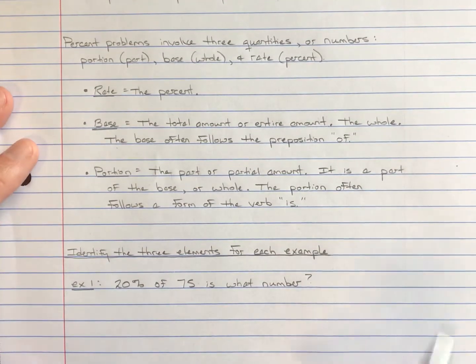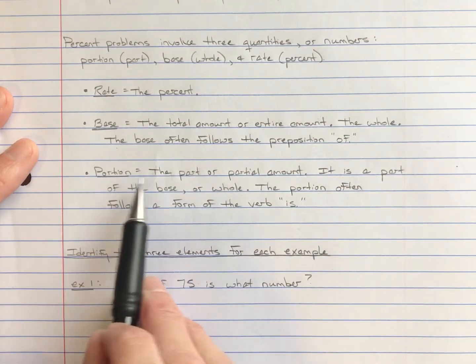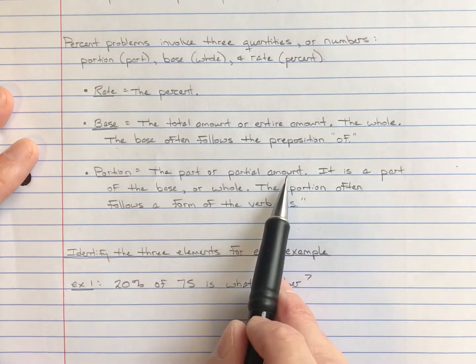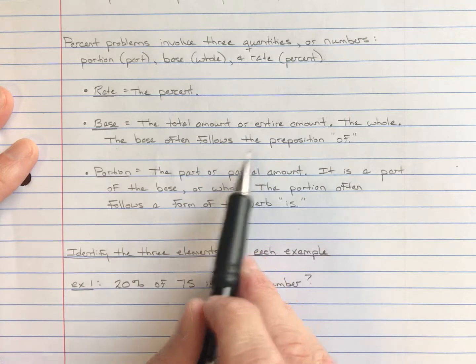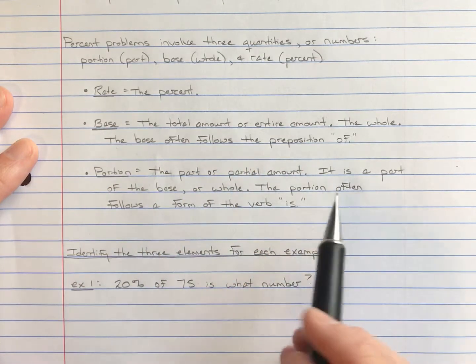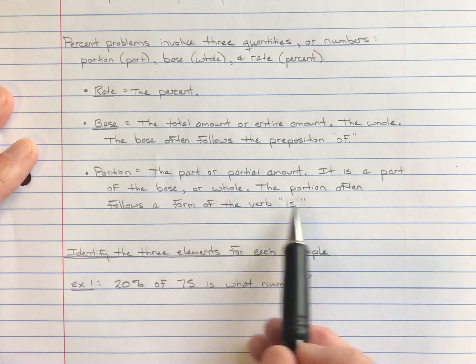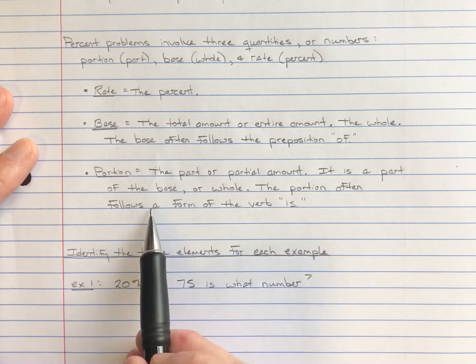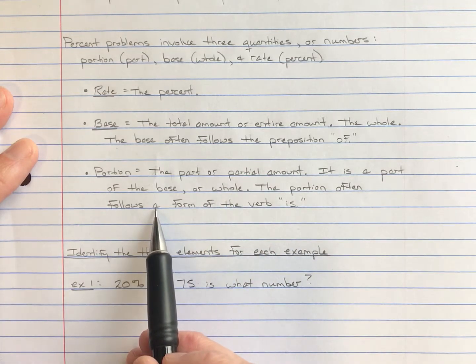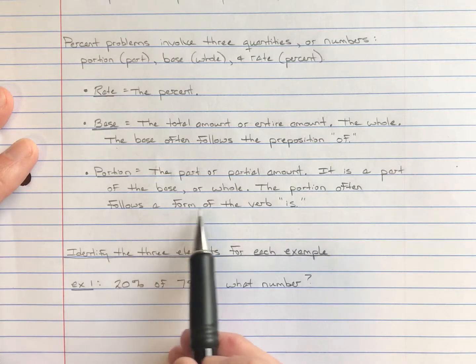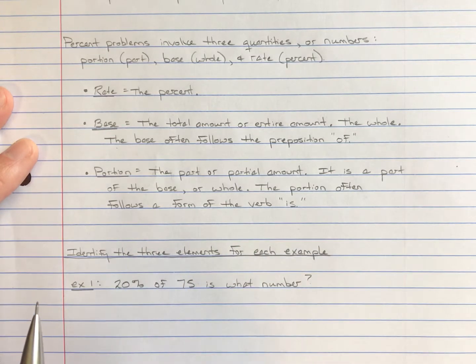Finally, the portion. The portion is the part or the partial amount we're talking about. If the base is the entire amount, the portion is the partial amount. It is a part of the base or a part of the whole. The portion often follows, and sometimes precedes, a form of the verb is.